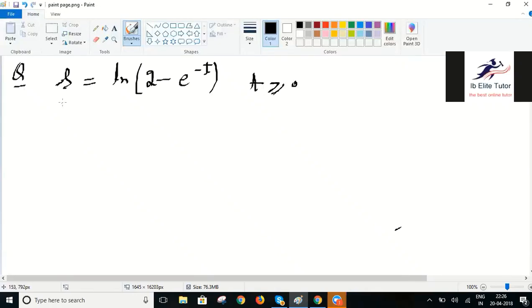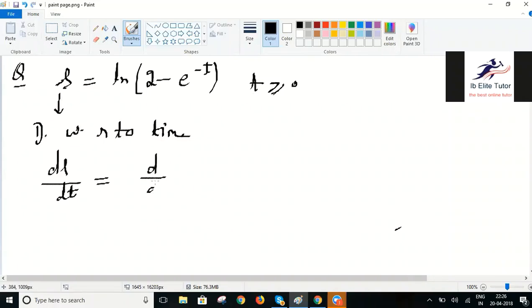So you know how we get velocity of a particle when we are given the distance traveled by the particle. We simply do one thing. We differentiate both sides with respect to time. So if we differentiate this with respect to time, we get ds by dt. This will be d over dt of ln(2 minus e raised to minus t).